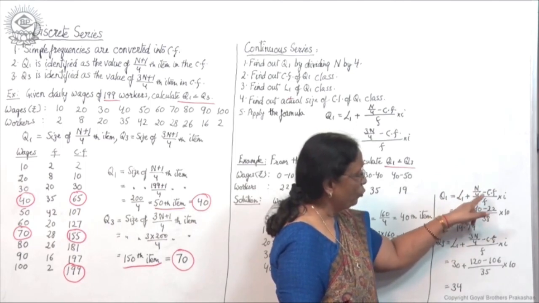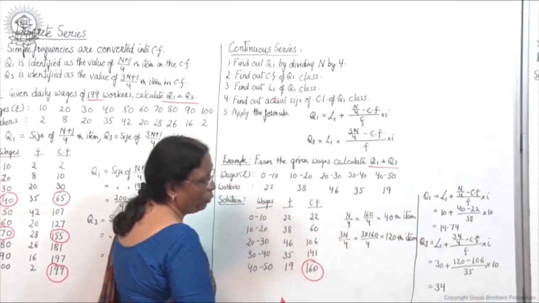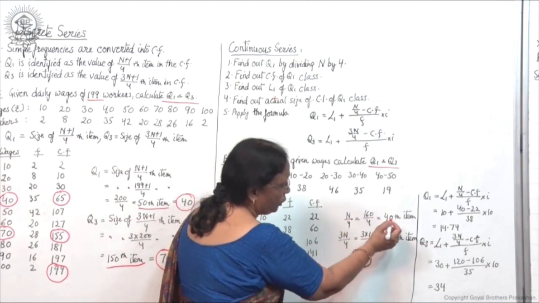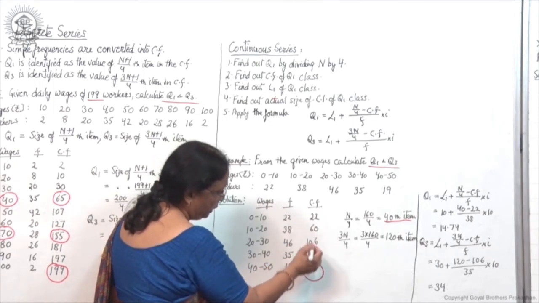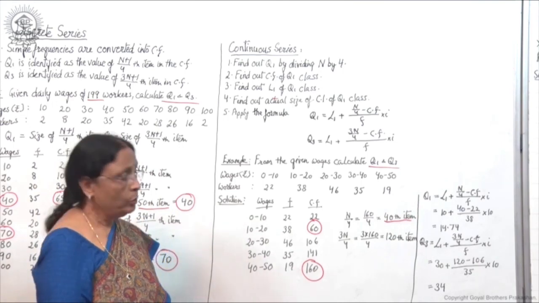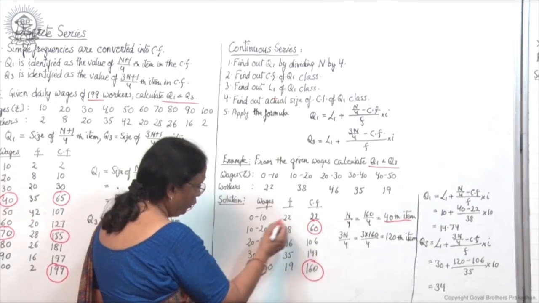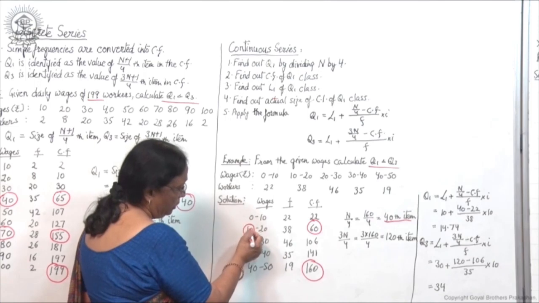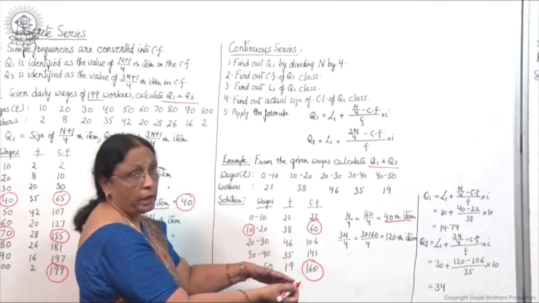L1 plus n upon 4 minus CF upon f into I. So you have to locate what L1 is here. Now n upon 4 is the 40th item. The 40th item in the CF column is here. It is more than 22 and less than 60. It is in this figure, and in front of this, what is the lower class interval? This is the class interval. This side is L1, this side is L2, that means lower limit and upper limit.